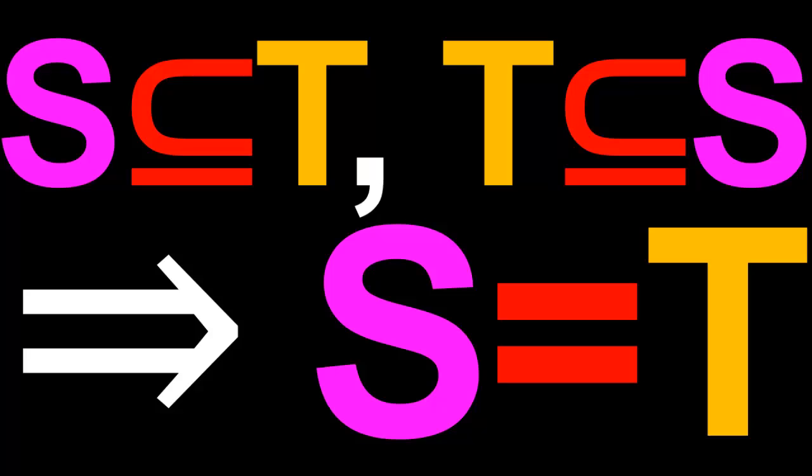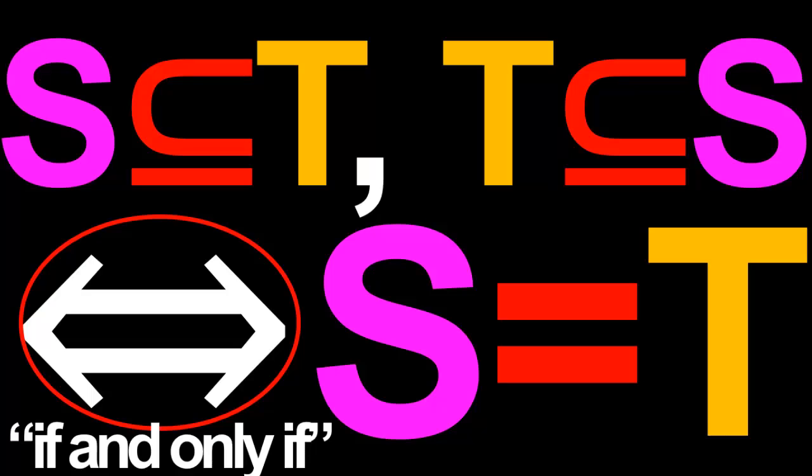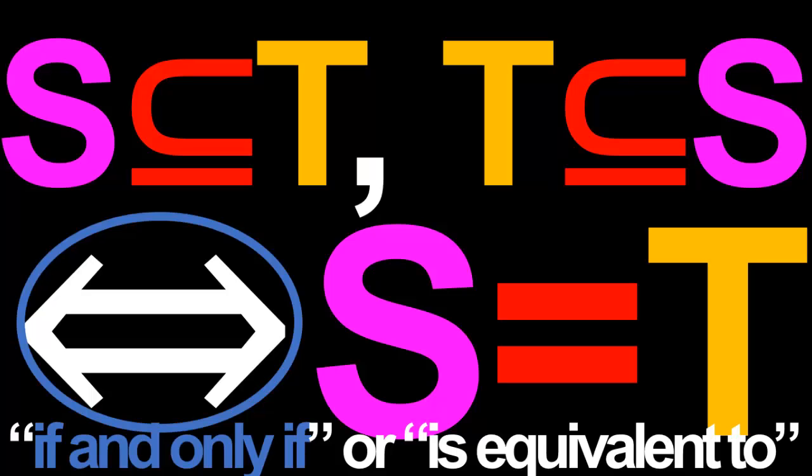We can combine the two claims just made by using this symbol here. This symbol stands for if and only if, or is equivalent to. So this statement that we have here can be read as follows. Two sets are subsets of each other if and only if they are in fact equal.